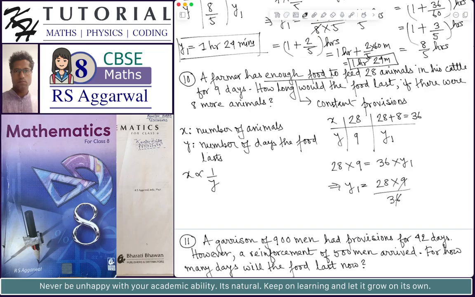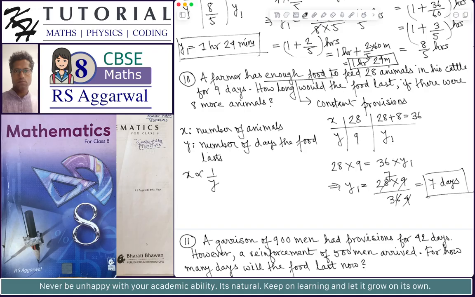This is 4, 7. So 7 days is the answer. y1 is 7. So 7 days. So clearly, if you increase the number of animals, definitely the food will last for fewer days. So we are having y1 as 7 days, which is less than 9 days.